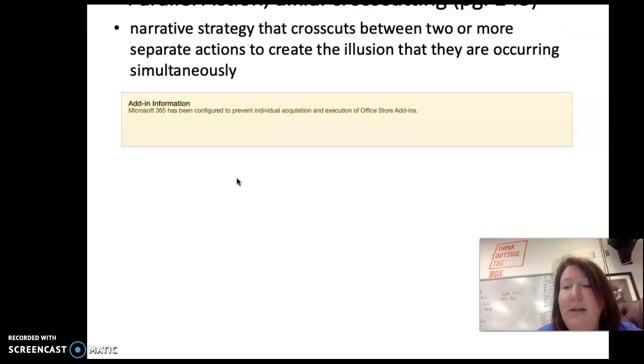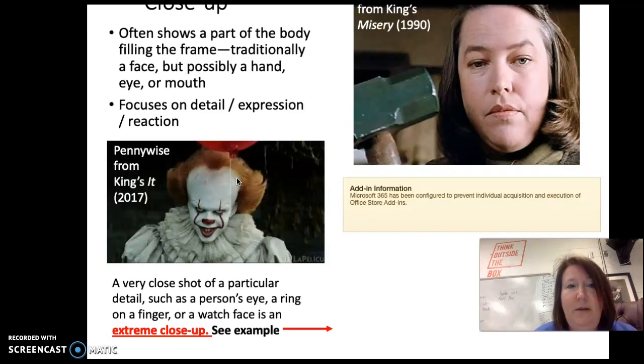Parallel action is where you have something happening at the same time. So you may have something talking about Alaska's last moments, and then what's happening to Pudge at the same time. You're actually able to see at the same time what's happening to one character and what's happening to another character.